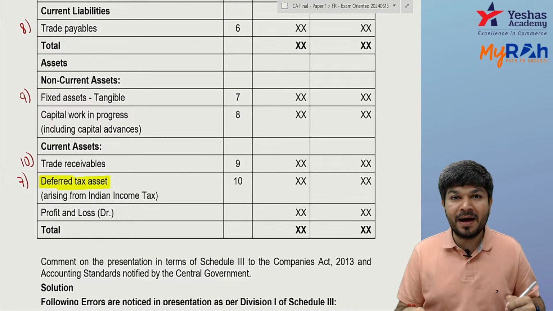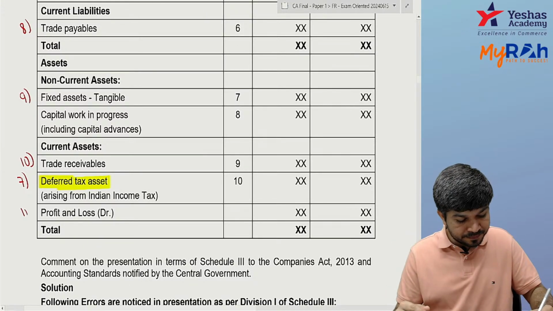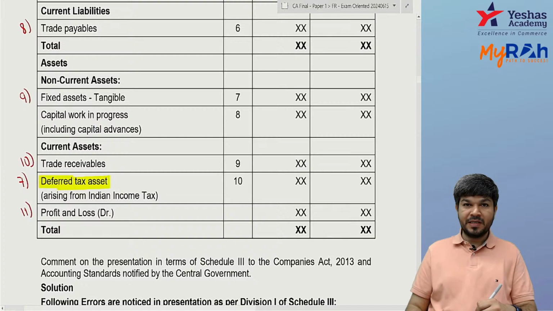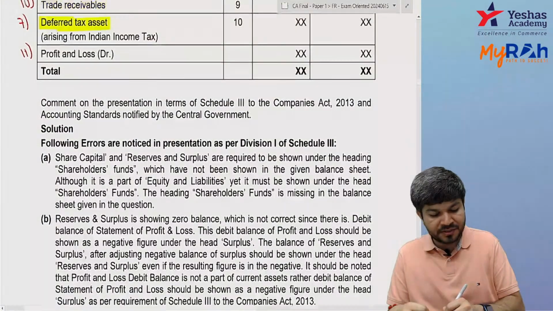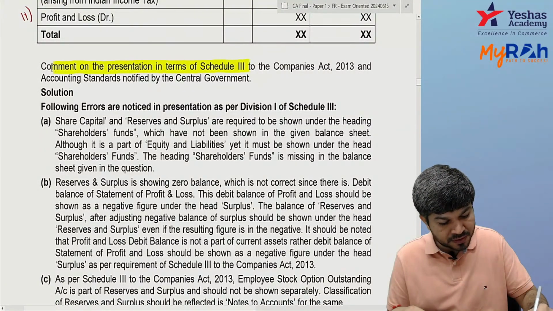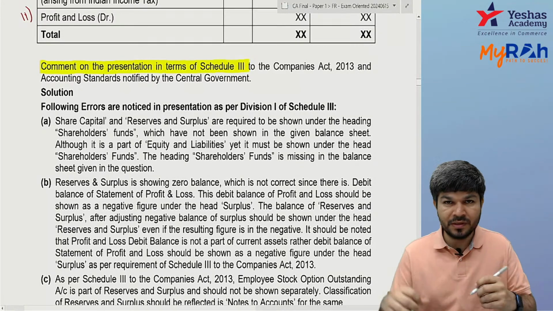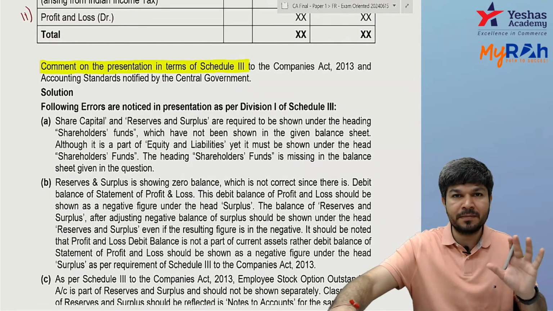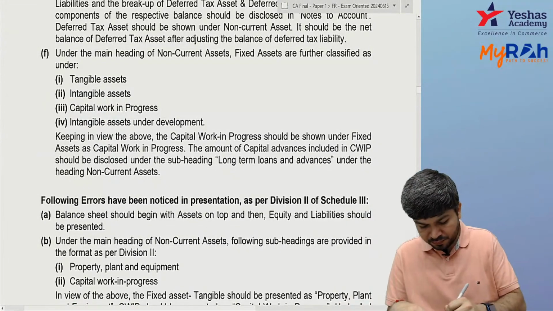Achha, P&L debit balance will come as negative under other equity. These are all the errors which are there. Check out: comment on the presentation based on Schedule 3. We are doing it as per Division 2. Division 1 is not relevant for exam purposes, skip it. If you want, you can read it on your own. I go directly to Division 2.